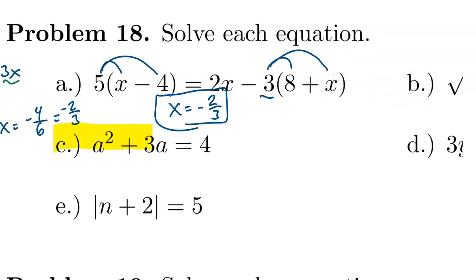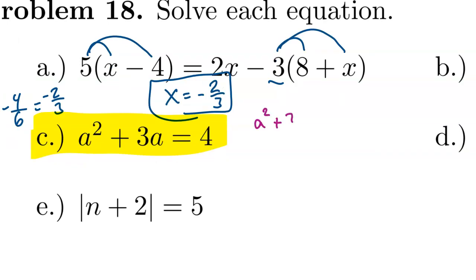The equation in part C is a quadratic equation, but it's not in standard form. So let me start by putting that equation into standard form. I get a squared plus 3a minus 4 equals 0. And now what I'd like to do is factor the left-hand side. So I want to find two numbers that multiply to equal negative 4 and add to equal positive 3. Of course, the two numbers that work are positive 4 and negative 1. So my trinomial factors as a plus 4 and a minus 1.